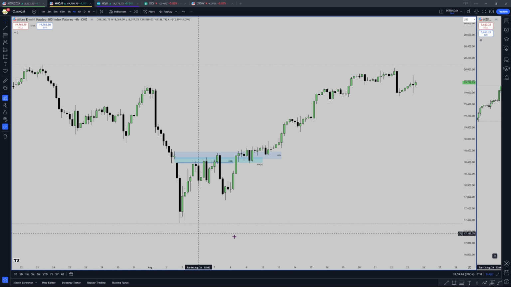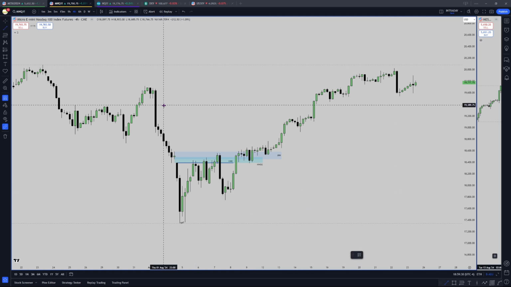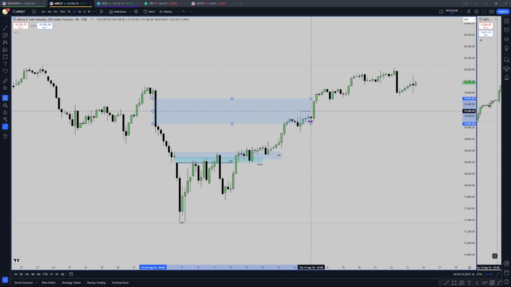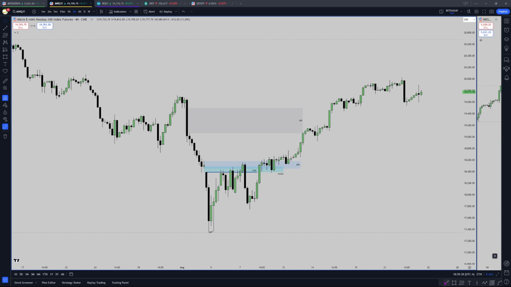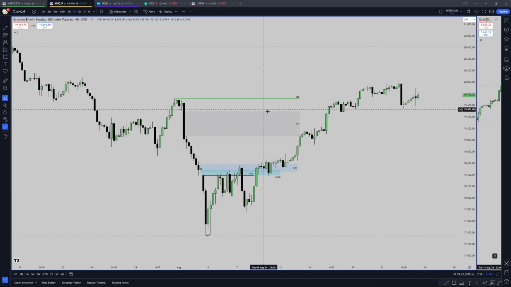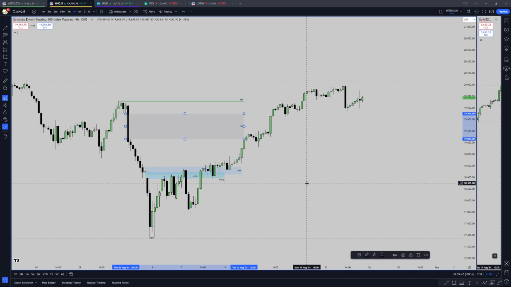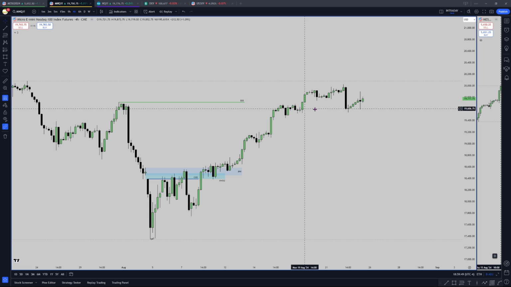We get this breaker block, we form an SMT after sweeping key lows, and we have an unmitigated gap right here. So a week or two ago, this was my initial draw on liquidity: this gap and these equal highs. So we took these highs, we took this fair value gap, inversed it, and price just started accumulating this week.